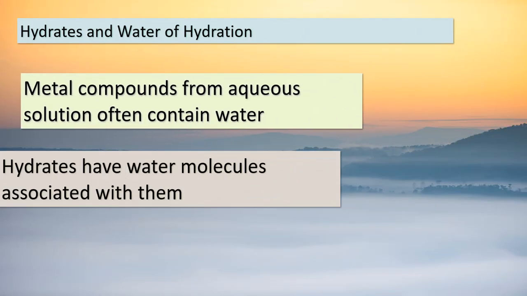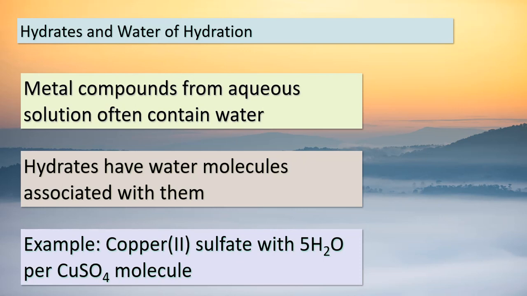Hello again, dear students. Today, we're delving into an intriguing topic: hydrates and their connection with metal compounds. You see, when we obtain metal compounds from aqueous solutions, they often come with companion water molecules. These compounds, aptly named hydrates, are fascinating examples of the interaction between substances.